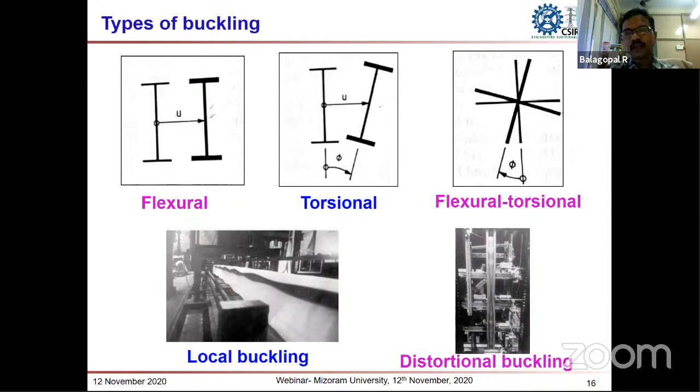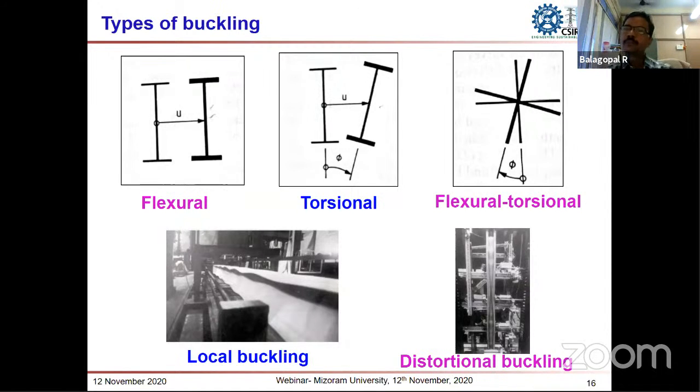If a cross section subjected to a compression load is subjected to twisting, then it is called torsional buckling. Torsional buckling is resisted by the torsional rigidity, that is GJ, the shear modulus times the torsional moment of inertia. In some cases, such as angle sections, if they are subjected to translation as well as rotation, then we call this flexural torsional buckling. I will talk more about flexural torsional buckling in the case of 60-degree angle sections towards the end of my lecture.